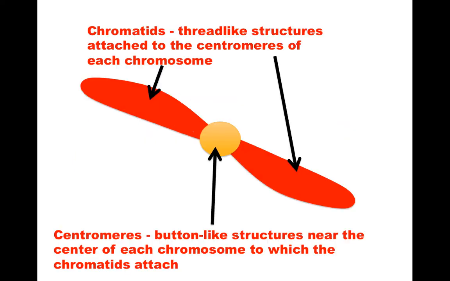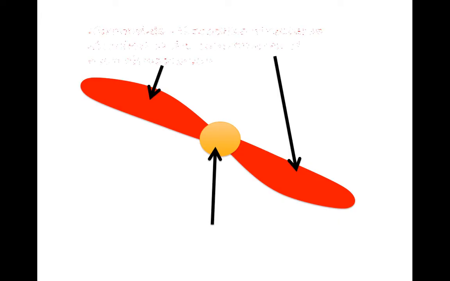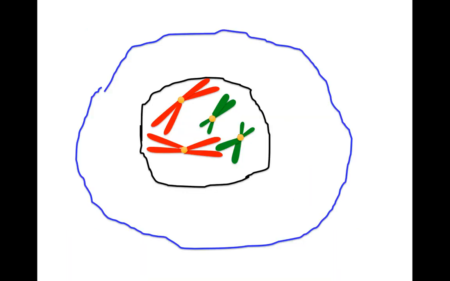Now take a look at the difference of this picture. Look at this one. Here's our original. What's happened here? We now have two chromosomes. This is considered one chromosome: chromatid, centromere, chromatid. Well, now we've got two chromatids. 1, 2, 3, 4 chromatids all attached to this one button in the middle. So these are actually considered two chromosomes. Our chromosomes have doubled. They've doubled in number.